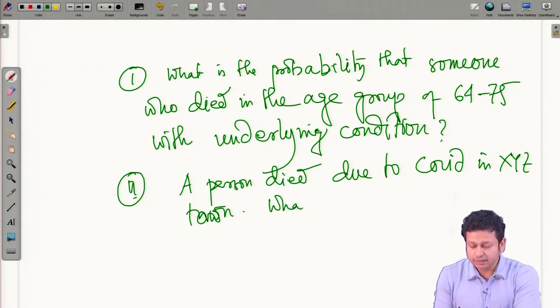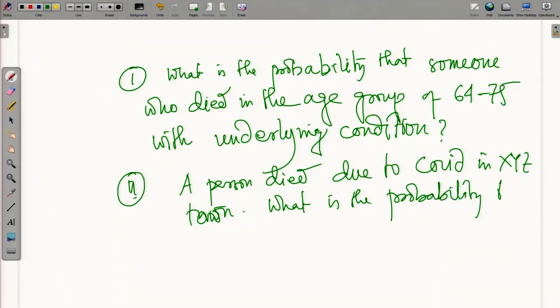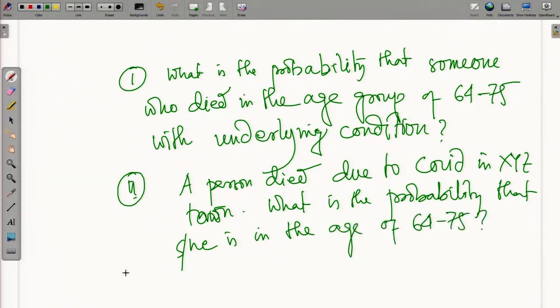What is the probability, let's say, that he or she is in the age bracket, in the age of 64 to 75, let's say. So these are different questions, but we can essentially use that data and we can actually get the result. Similarly, let's just answer these two questions.